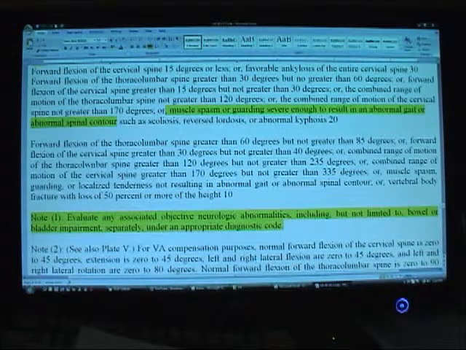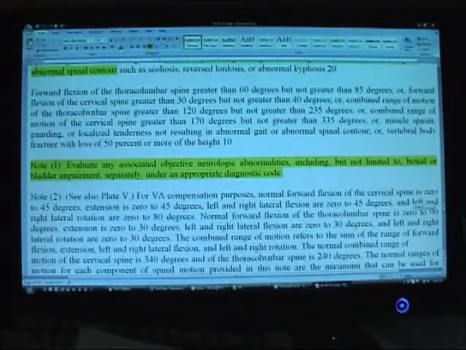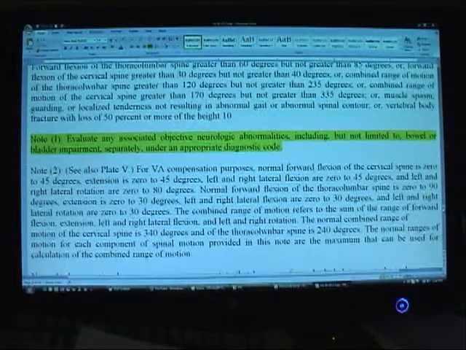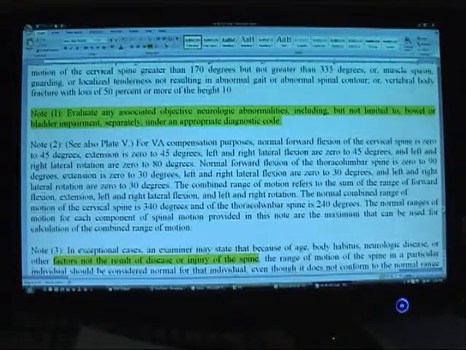So this is basically describing how this goes. Now, it continues with a note. Note 1 is evaluate any associated objective neurologic abnormalities, including but not limited to bowel or bladder impairment, separately under the appropriate diagnostic code. Note 2, see also Plate 5.